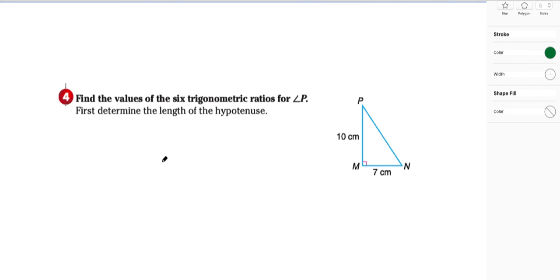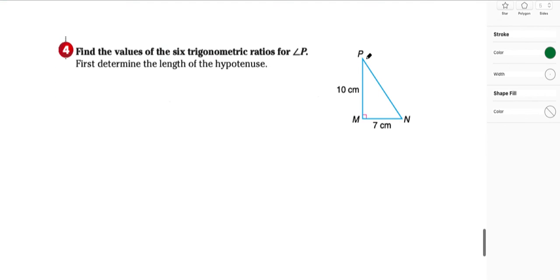Our final example requires us to find the values of the 6 trigonometric ratios, and we're standing at angle P. The first thing we should do is to find the length of the hypotenuse, which is going to require a little bit of Pythagorean theorem, which we're pretty familiar with. So we've got 10^2, that's a squared, plus 7^2, 49, is equal to c squared. So c is equal to the square root of 149. And I'm just going to hold on to that right there because I don't think there's a perfect square that divides evenly into that, so we're just going to go with it.